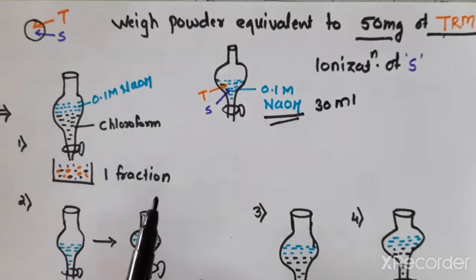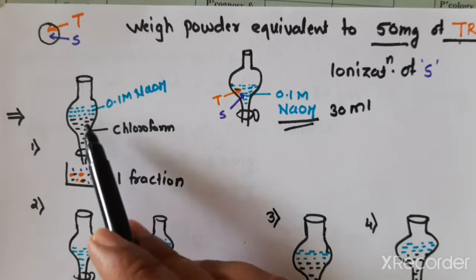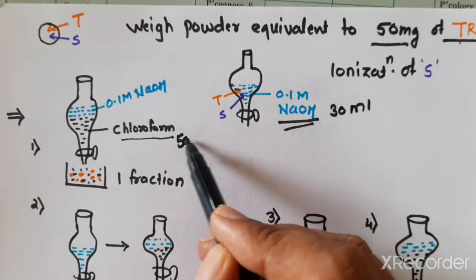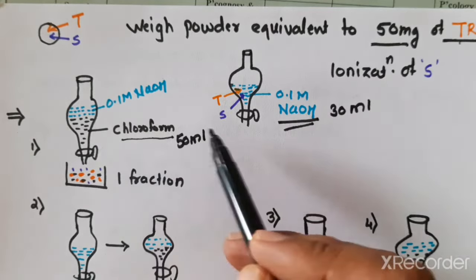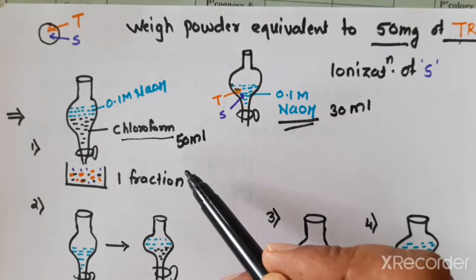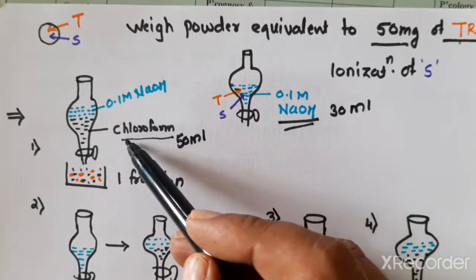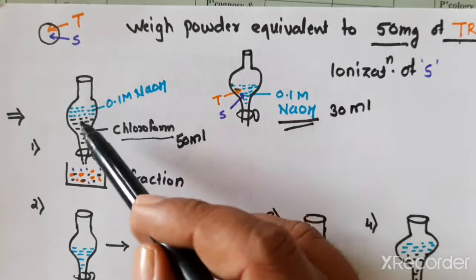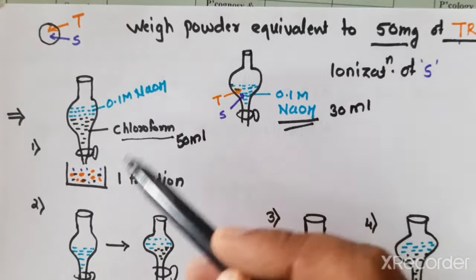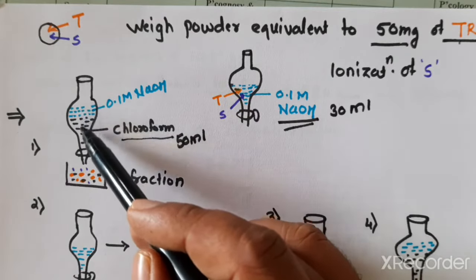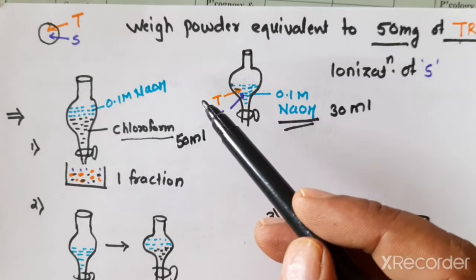Then second, we have to take the chloroform layer. Take 50 ml of chloroform and add it to the same separating funnel. It will form two phases, because chloroform is organic and this is aqueous. Then put the stopper and shake the separating funnel, and after shaking, wait so that it separates into two layers.